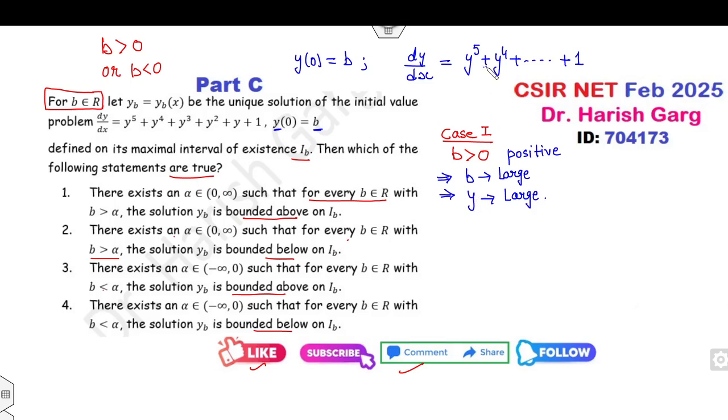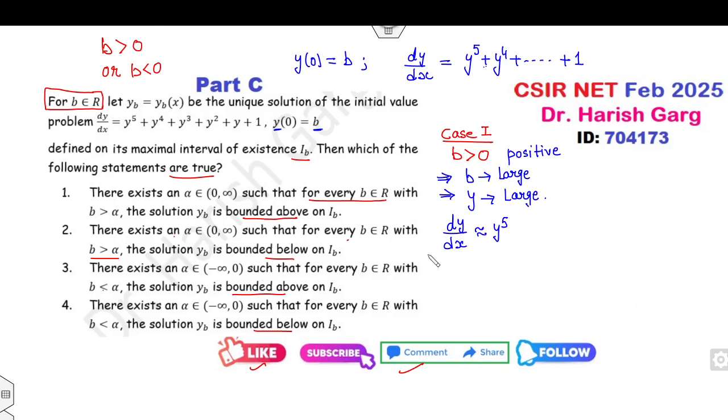Whenever Y is a large number, this differential equation is approximately Y raised to power 5. Why? Because you can see Y raised to power 5 is always greater than Y to the 4, Y cube and so on, whenever Y is a large number. Or in other words, what can you say about that? That is, Y raised to power 5 dominates other terms. It will be like this, right? Dominates other terms.